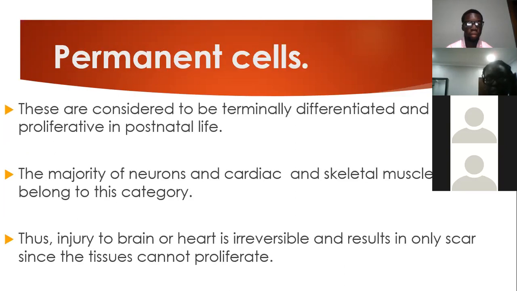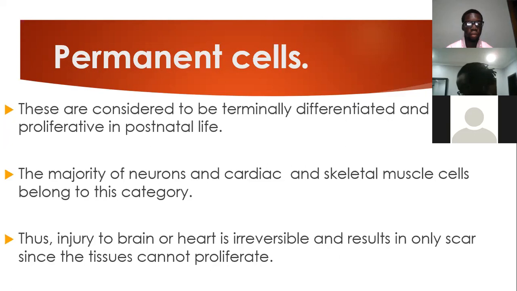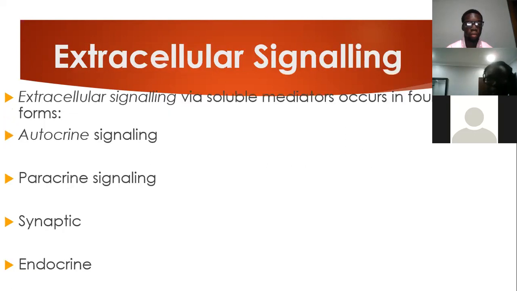Then permanent cells. Permanent cells are terminally differentiated. They don't have any proliferative potential. Examples are the neurons of the brain, cardiac cells, and skeletal muscles. This means that if you have an injury to the brain or the heart, this injury is irreversible because the tissue cannot proliferate to cause regeneration. So what will happen is that the injured tissue will be replaced by scar tissue.